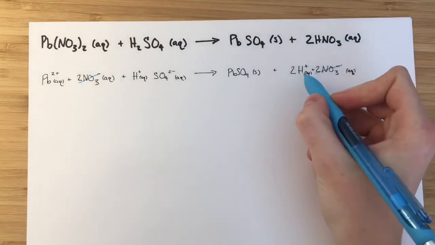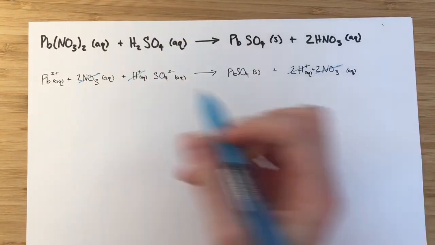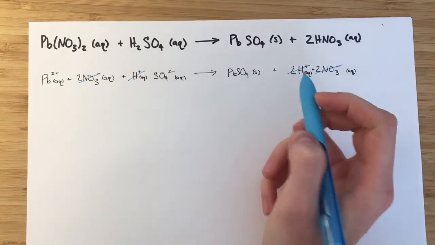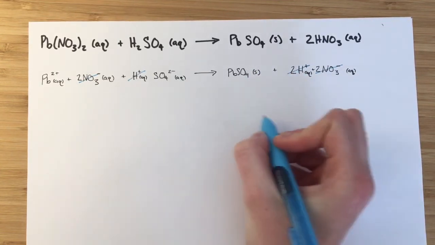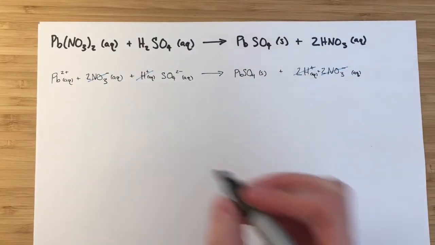We also see that we have hydrogen on both sides. We're going to cross those out. And we are left with Pb and sulfate and our solid. So we're going to write those in a new equation, which will be our net ionic equation. Okay, let's write it out.